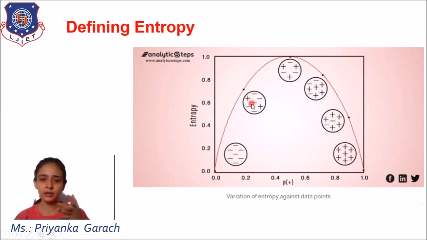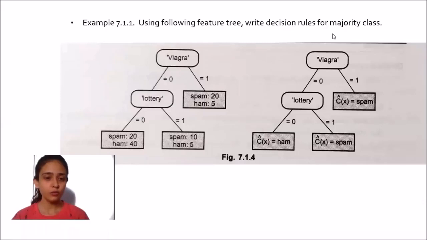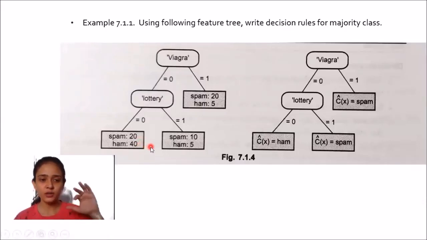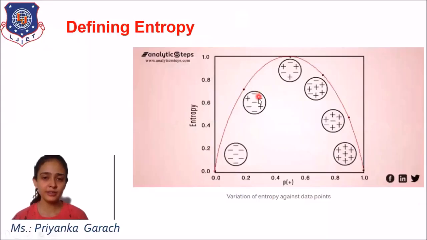So we can ignore the minority class label; we are ignoring the plus and taking the no as my class label, as we did in the previous example of spam and ham. There, the spam is 20 and ham is 40, so we ignore the spam and only consider the ham. Whatever the majority class is, that we consider. So you can visualize here that the majority class is minus, and we can ignore the plus.